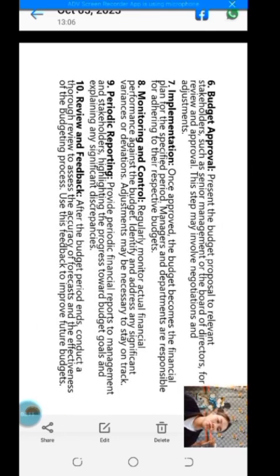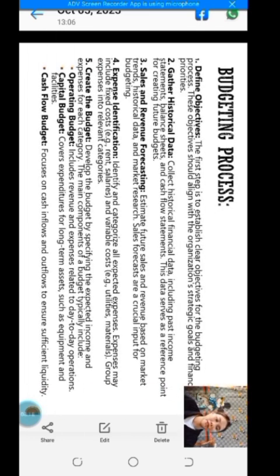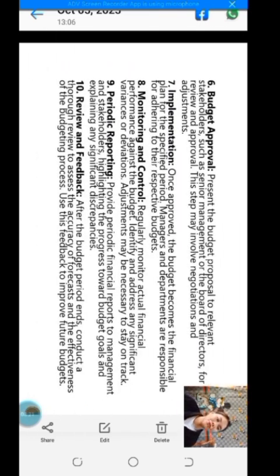Then, the next one, number 6, is budget approval. After you create the budget proposal, we need to present the proposal to relevant stakeholders, your seniors, the CEO, senior management or the board of directors for review and approval. This step may involve negotiation and adjustments. Here, you present the proposal that you want for the budget.